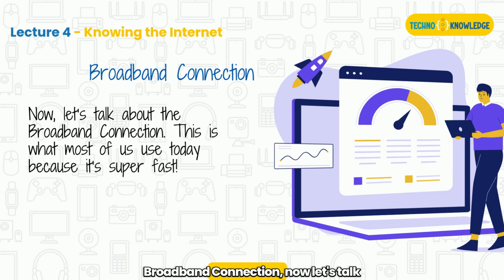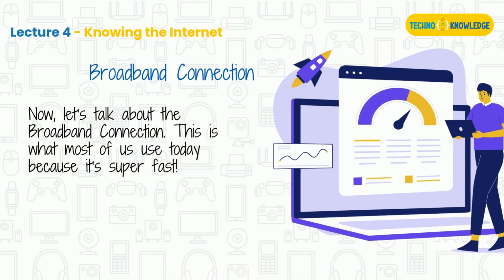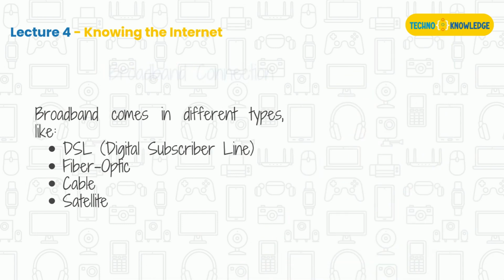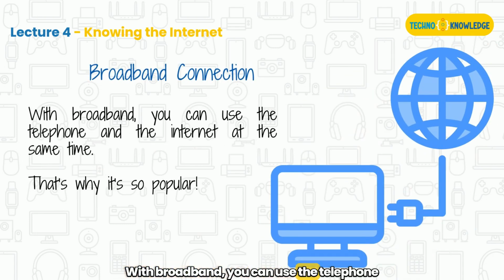Broadband connection. Now, let's talk about the broadband connection. This is what most of us use today because it's super fast. It's like running instead of walking. Broadband comes in different types, like DSL, digital subscriber line, fiber optic, cable, satellite. With broadband, you can use the telephone and the internet at the same time. That's why it's so popular.